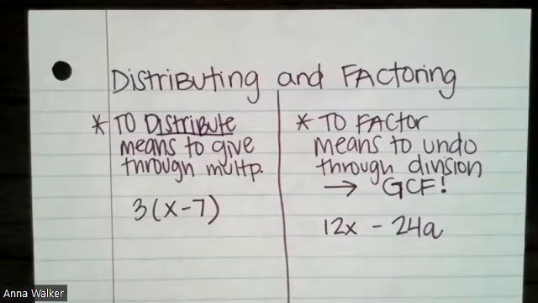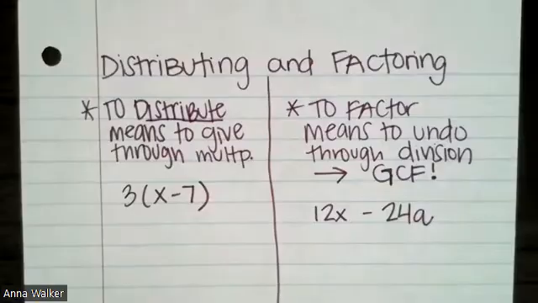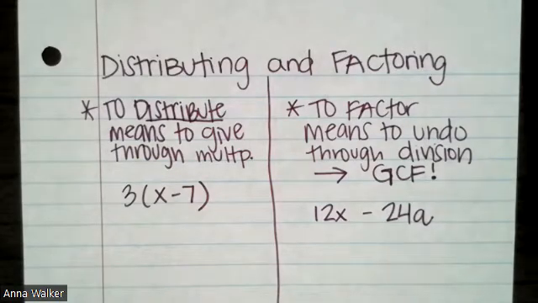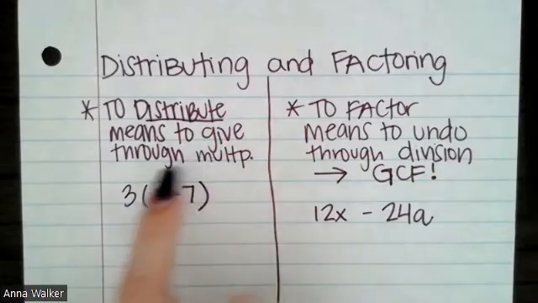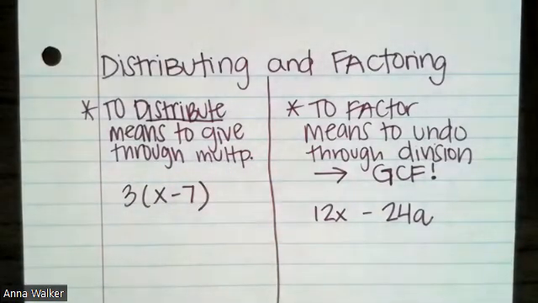So the first thing we're going to do is talk about the distributive property. When we're given an expression, like what you see here in these two examples, when we use the distributive property, we're going to be using this word distribute to mean to give through multiplication. I abbreviated multiplication just to these letters here.